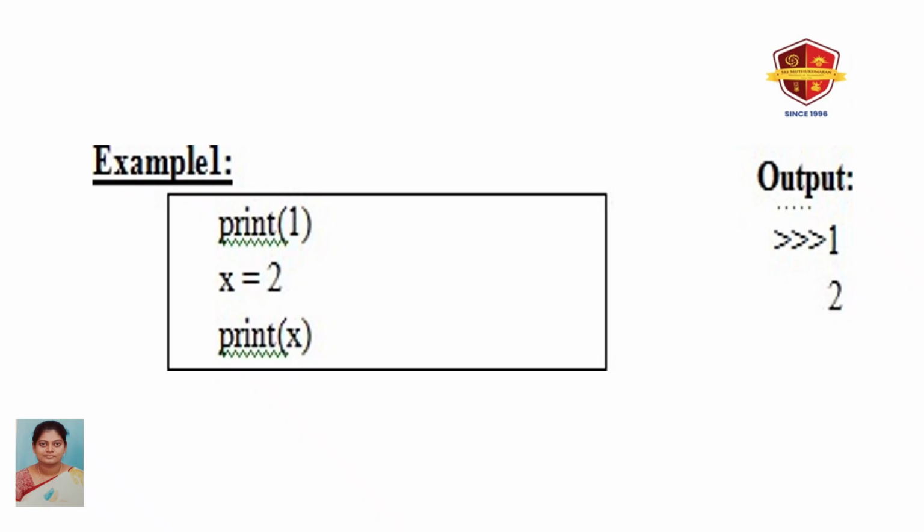So an example for the script mode: print of 1, x equal to 2, print of x. This is a simple statement for your understanding purposes. These three statements within the box will be saved with the .py extension, and the output we have to run separately in another screen. Their output will be displayed. Print of 1, the output will be 1. You're assigning x is equal to 2, assigning a value to a variable x and printing the variable x. So the output will be 1 and 2.